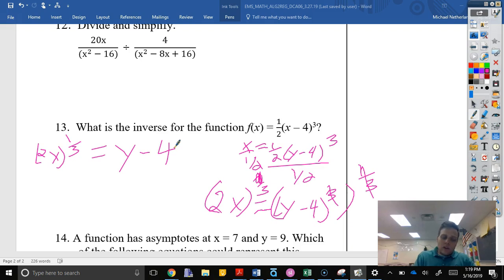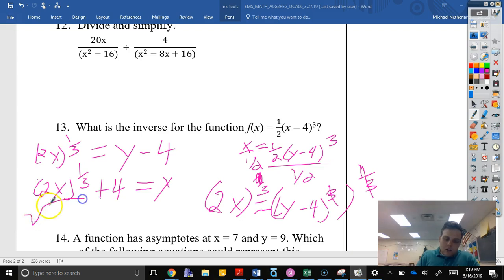So now what I want to do is bring the negative 4 over. So I get 2x raised to the 1/3 plus 4, I brought the 4 over, equals y. And I'm done. Now, I would accept that as a final answer, but I want to point out a couple things.